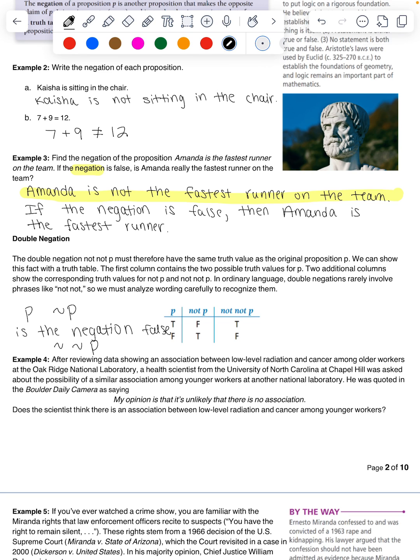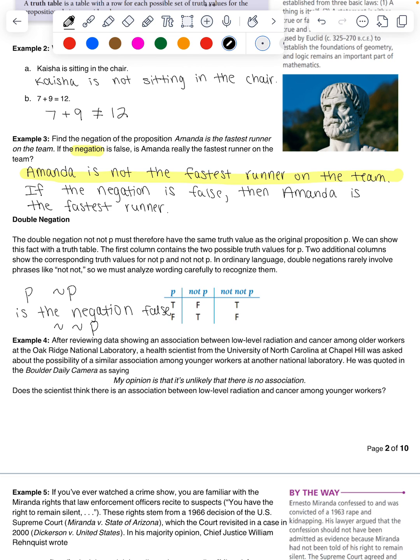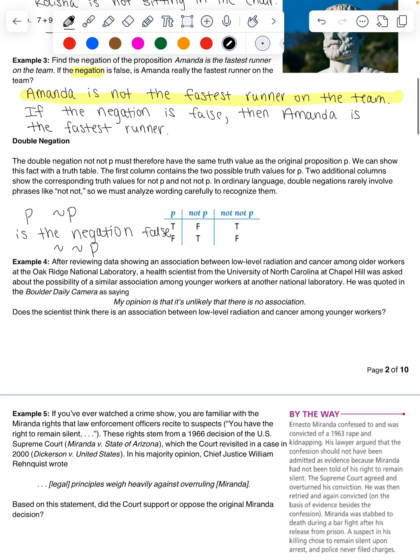Of course, in words, we don't really say, is Amanda not the fastest runner? That doesn't really make any sense. But saying, is the negation false, is the same as asking, is the original statement true?